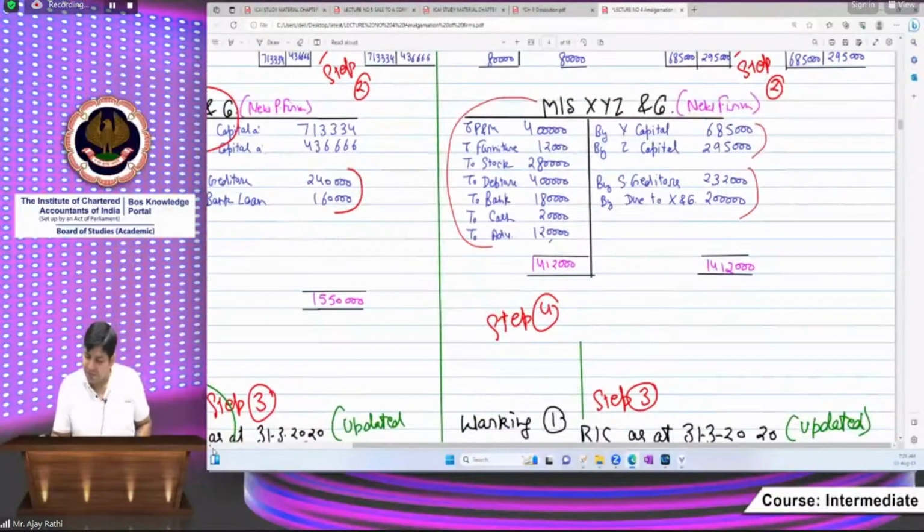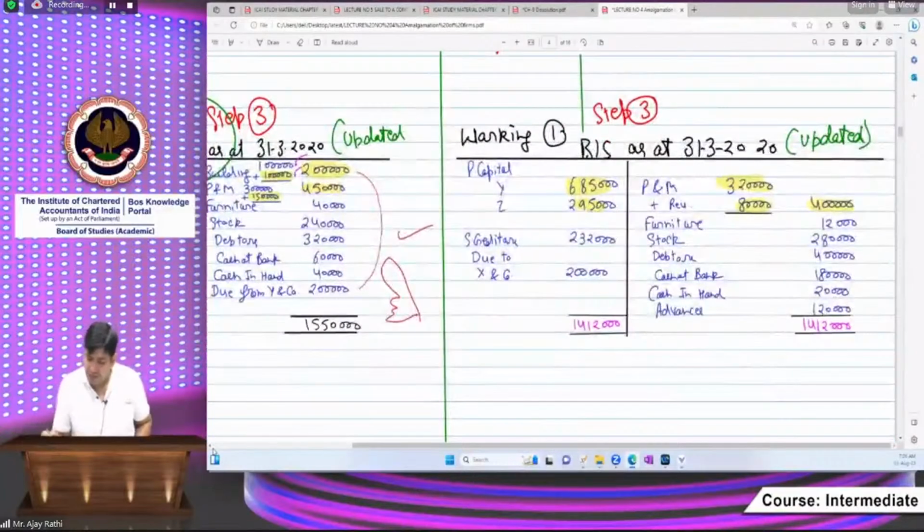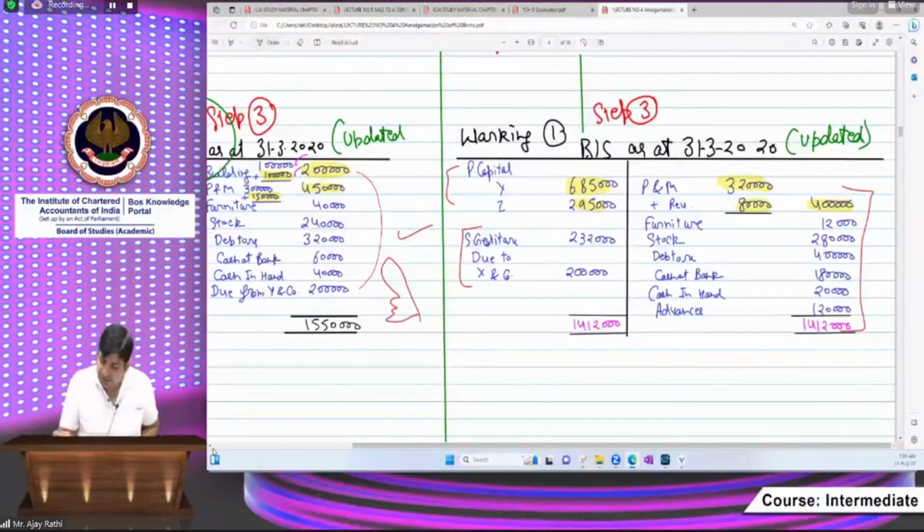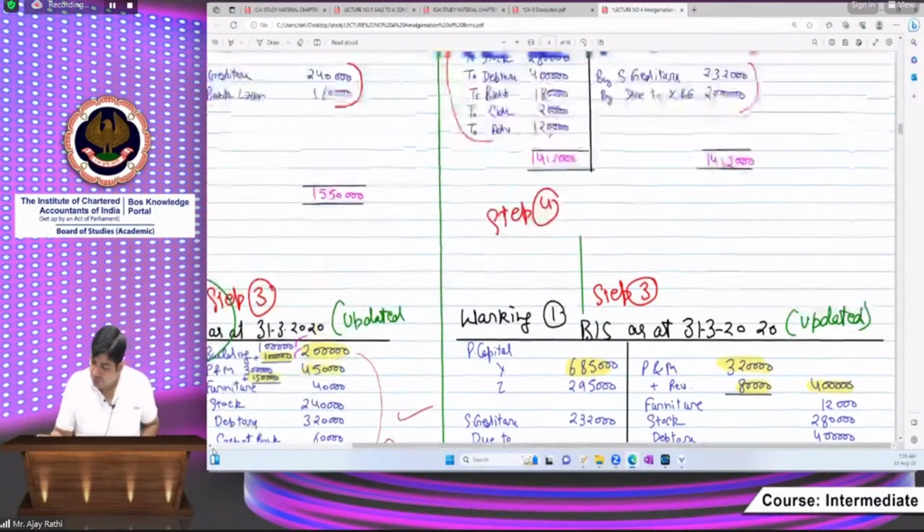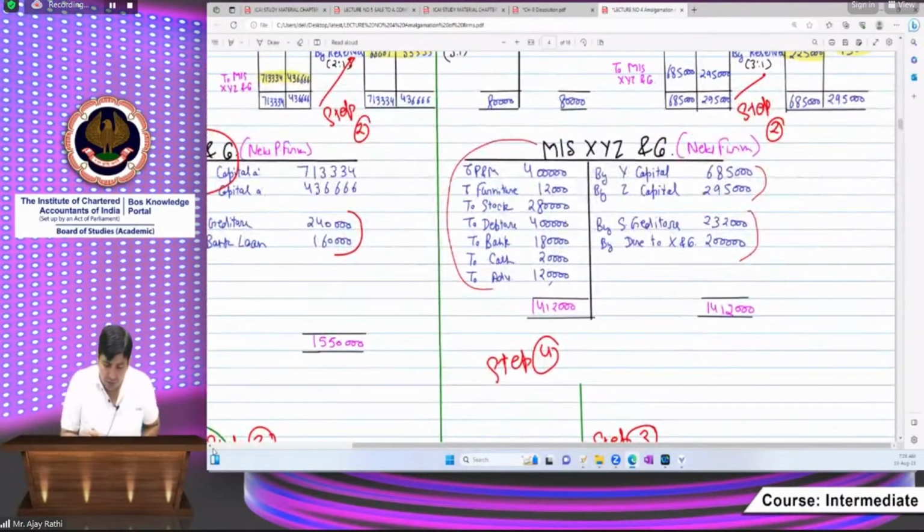Same is the case with Y and Company, where you have transferred all the debit balances of assets and all the liabilities and capital balances to the new partnership firm account in the books of the old firm. All the debit balances have been posted here. All the credit balances of liabilities and capital have been posted here. So please give me a green signal that yes sir, please move ahead to the books of the new partnership firm.